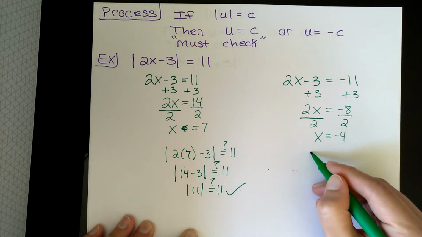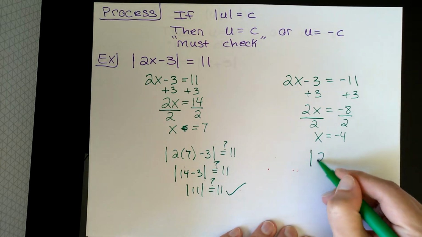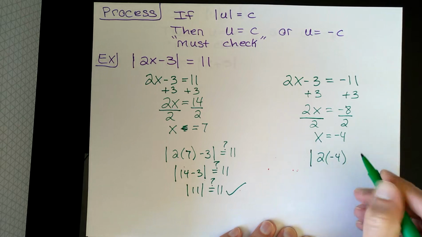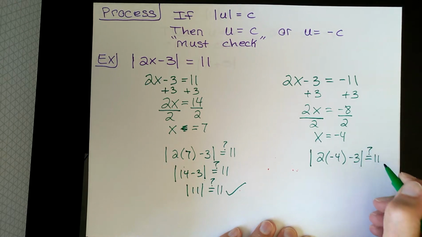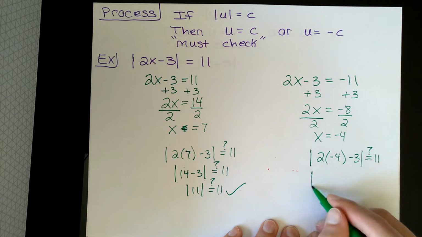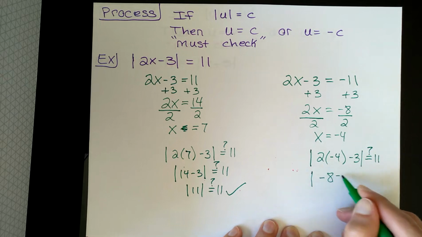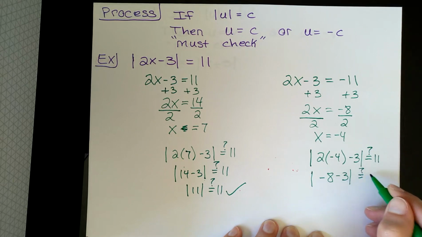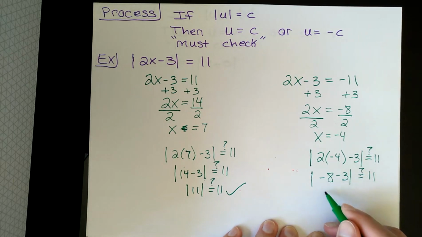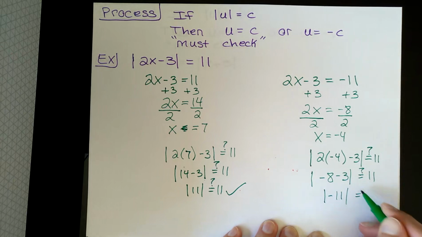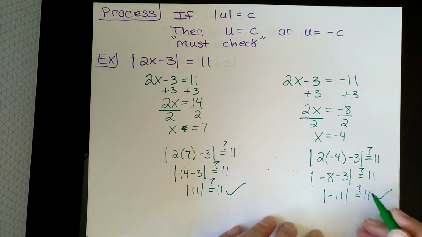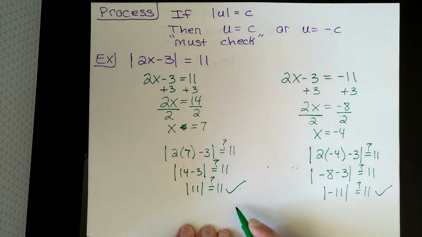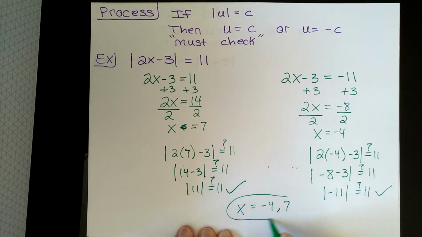Over here, we'll do the same thing. The absolute value of 2 times x is negative 4, minus 3. Again, we want to see if that's equal to 11. 2 times negative 4 gives us negative 8 minus 3. Negative 8 minus 3 gives us negative 11. And the absolute value of negative 11 is 11, so that also checks out, meaning both of these answers are correct. X equals negative 4 and 7.